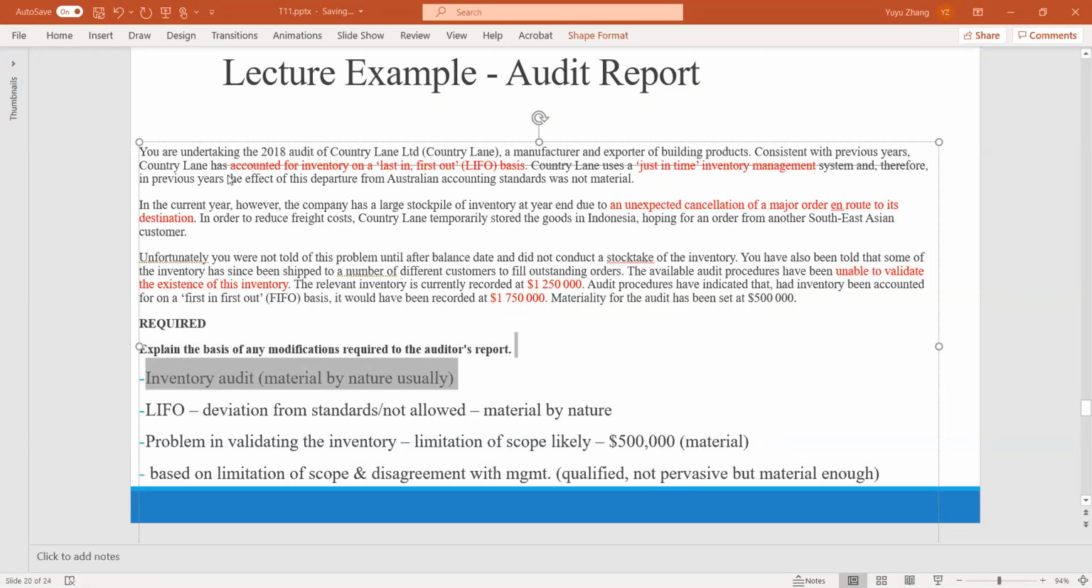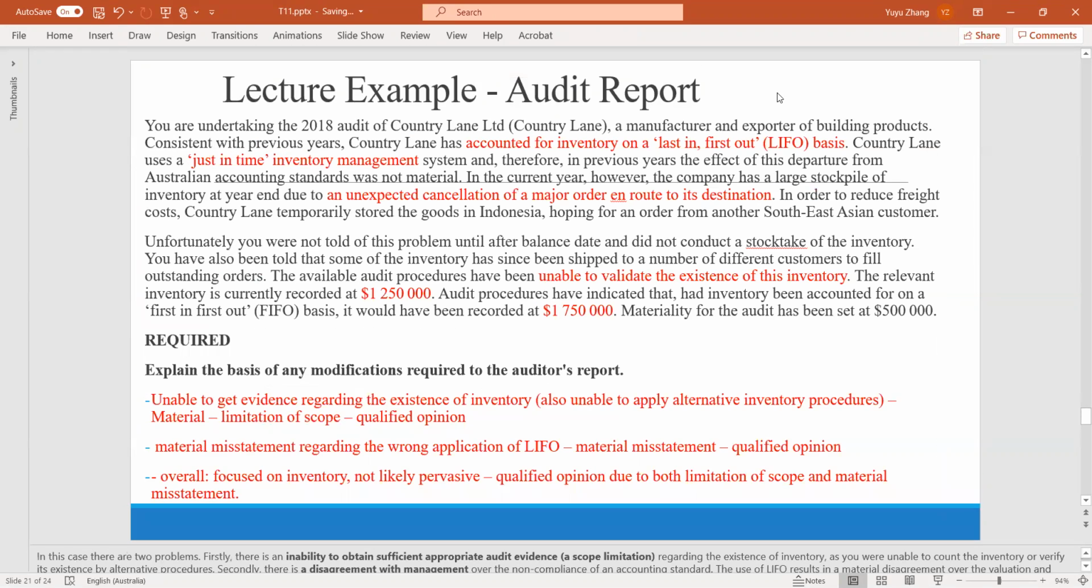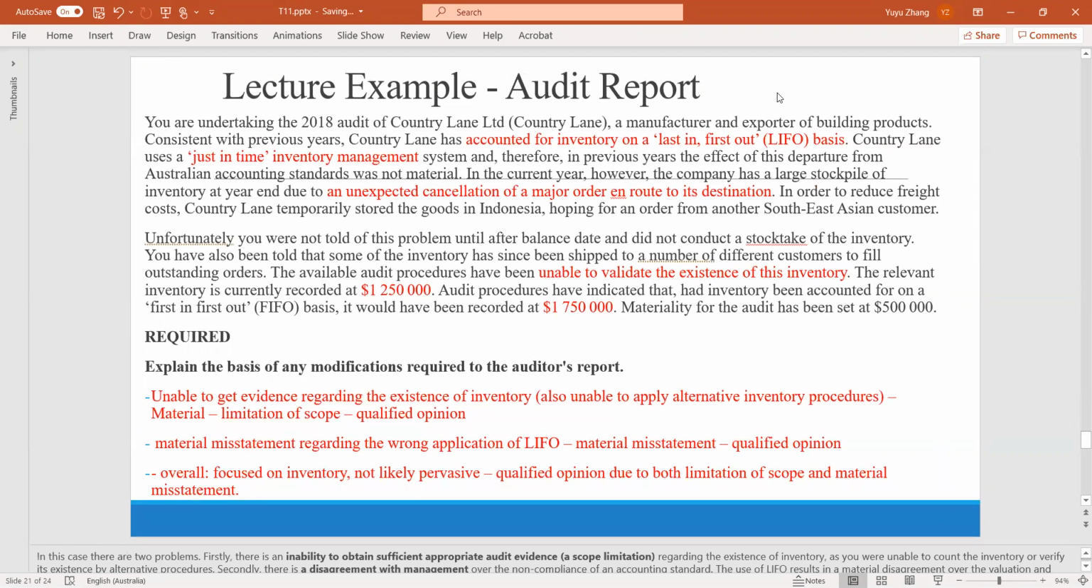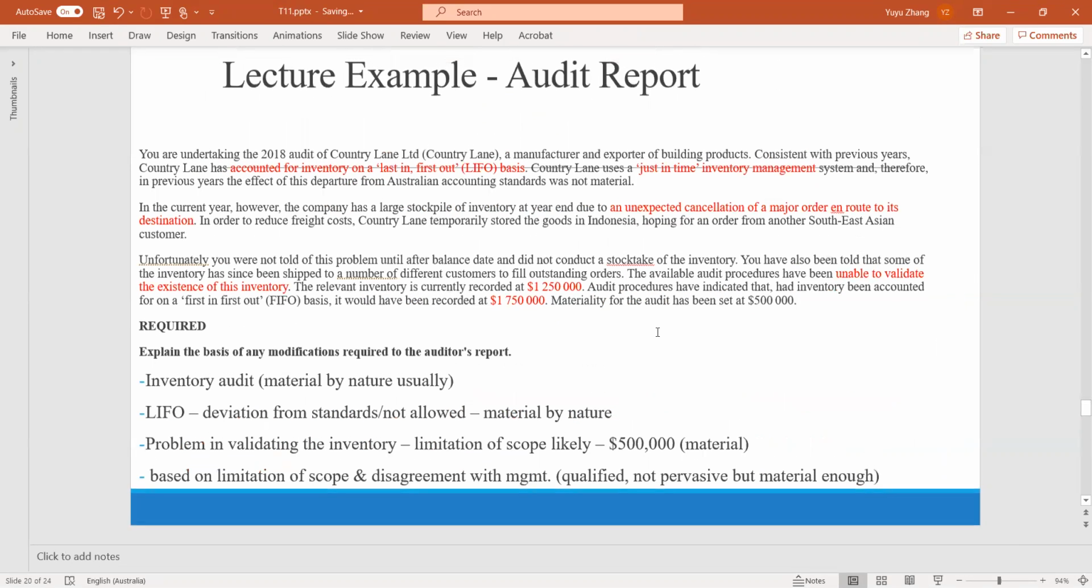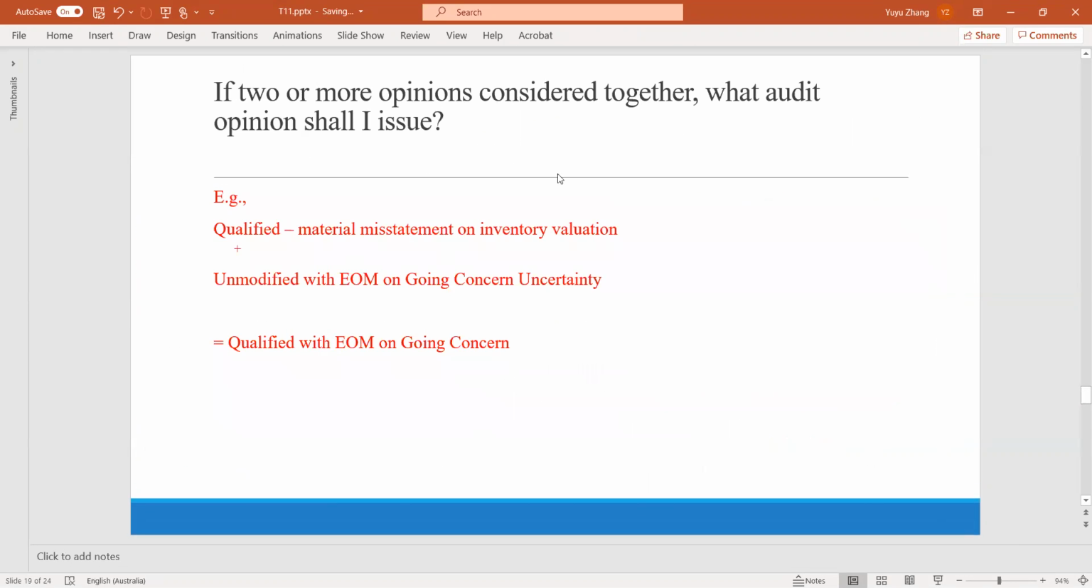Okay, so that's our analysis on this lecture example. What we want to do here in this question: if 2 or more opinions have been considered together, what opinion shall I issue? For example, if it's a qualified opinion on material misstatement, but an unmodified opinion with emphasis of matter on going concern, then you need to combine them. Mechanically, it's like a qualified opinion with emphasis of matter on going concern, right?